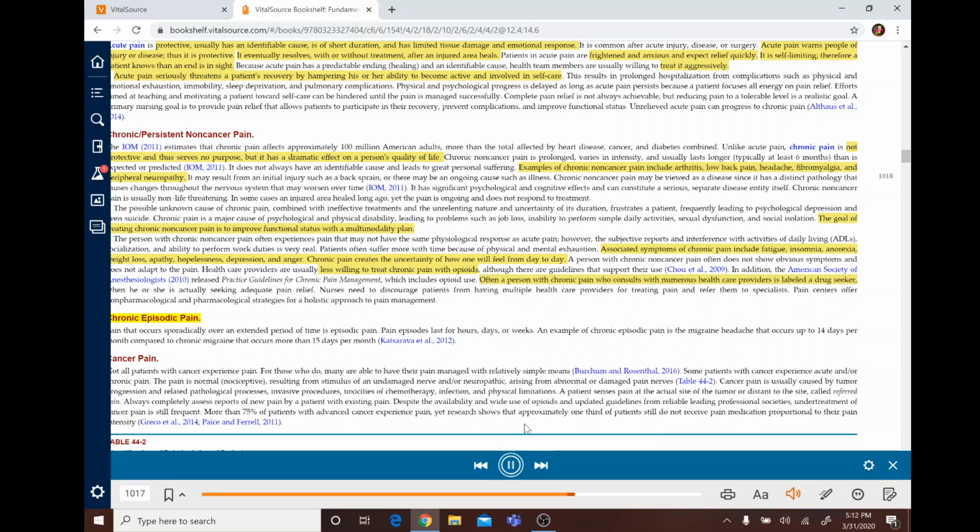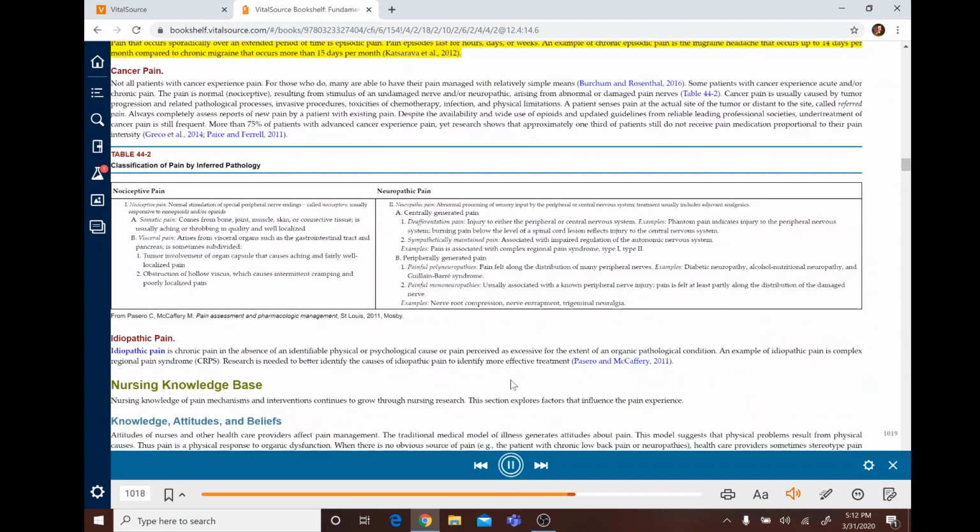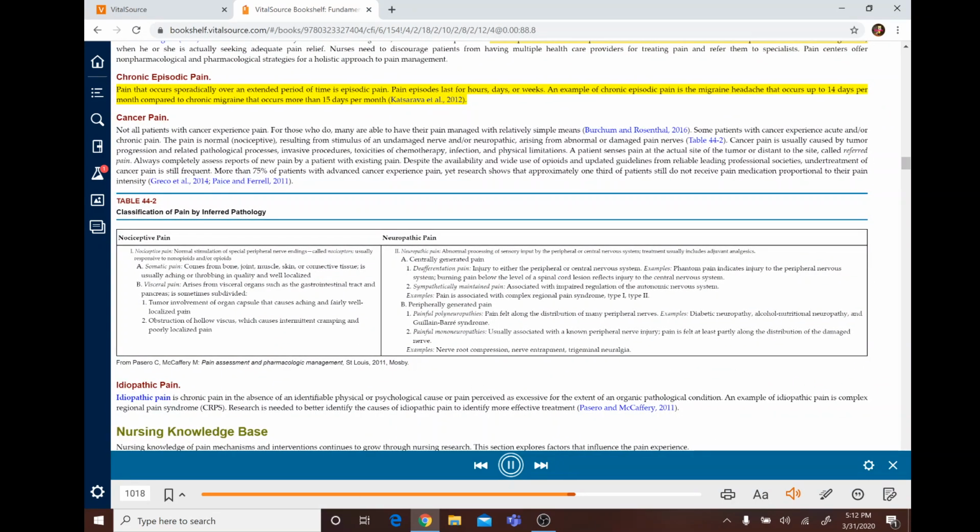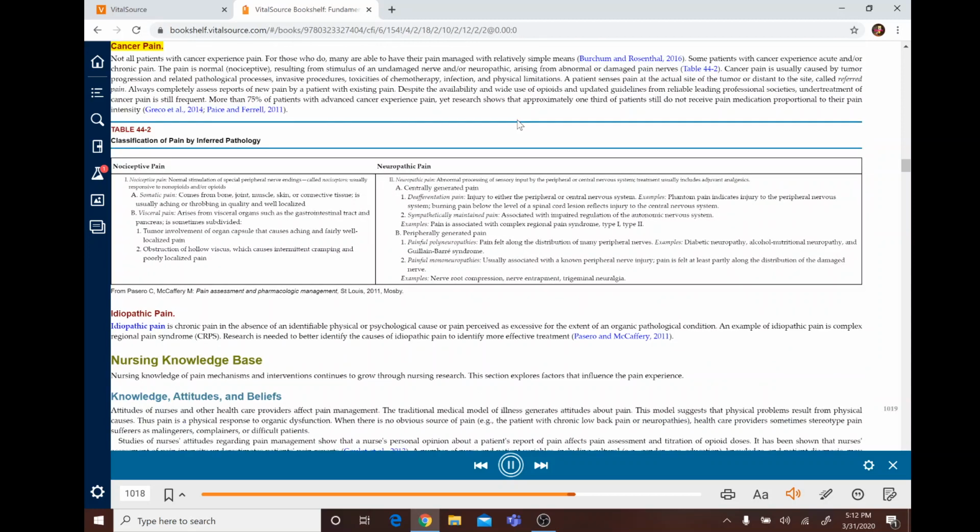Okay. Chronic episodic pain. Pain that occurs sporadically over an extended period of time is episodic pain. Pain episodes last for hours, days, or weeks. An example of chronic episodic pain is the migraine headache that occurs up to 14 days per month compared to chronic migraine that occurs more than 15 days per month. Katsarova et al., 2012.